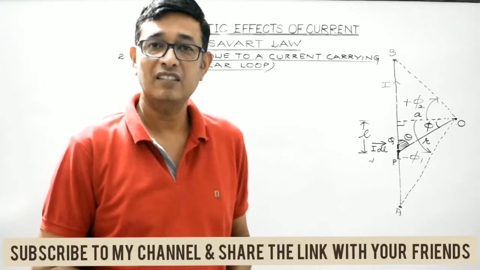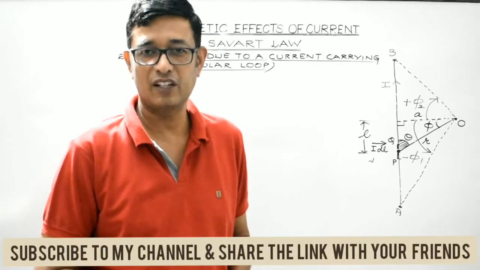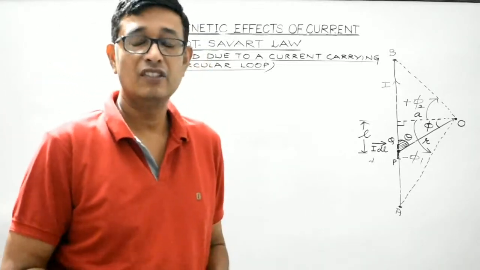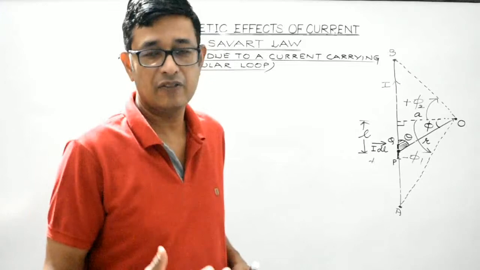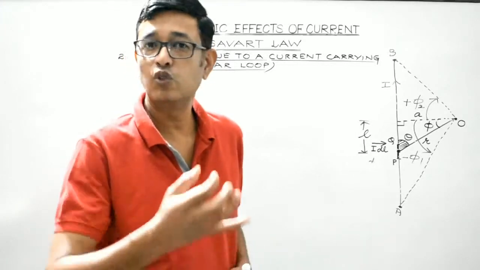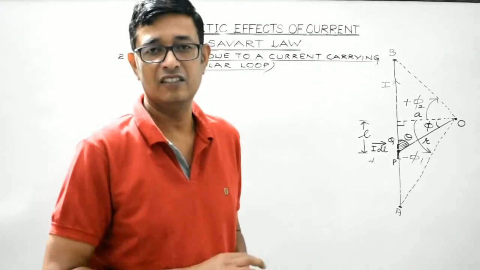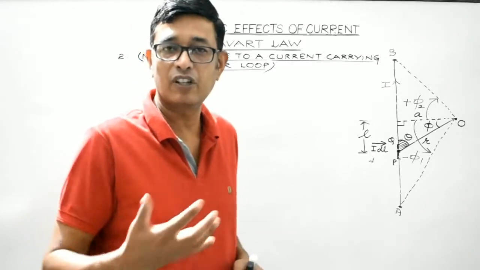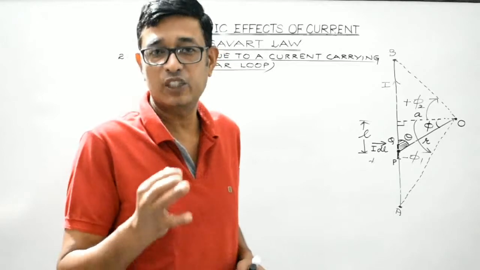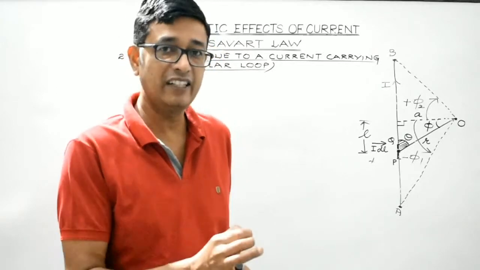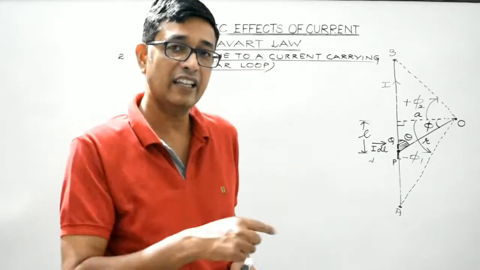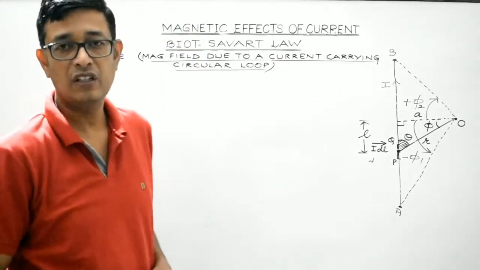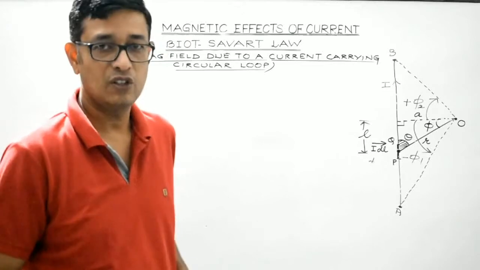We were discussing applications of Biot Savart law. We have discussed the first application of Biot Savart law, that is the strength or the magnitude of the magnetic field at a point due to a straight current carrying conductor. The second application is we will make use of Biot Savart law to determine the expression for the magnetic field at the center of a current carrying loop. So before we start with the second application, let us recall Biot Savart law.